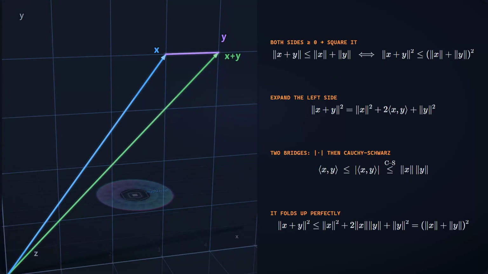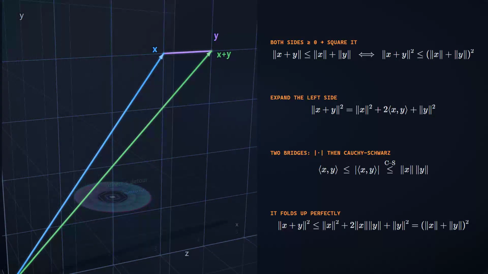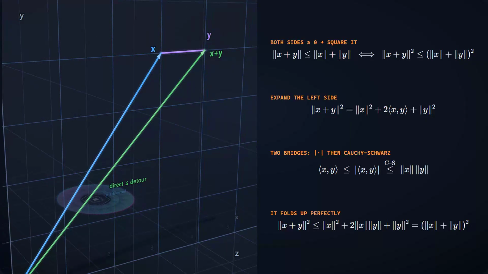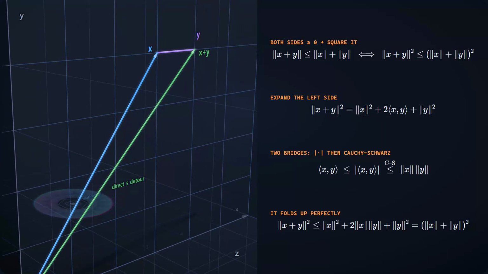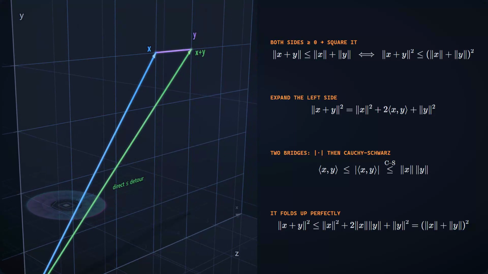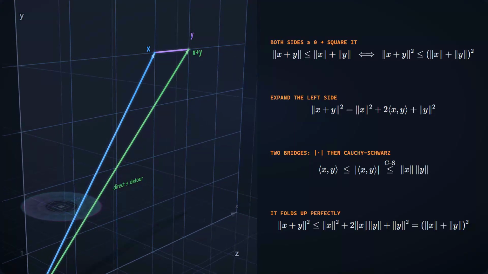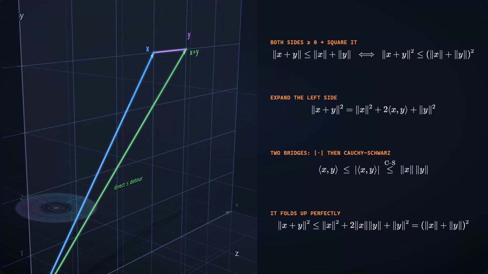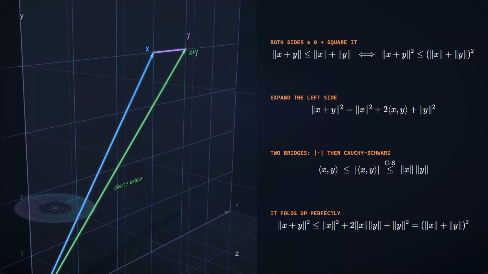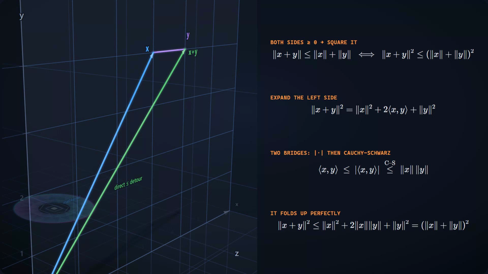Substitute, and the right side folds up into exactly norm of x plus norm of y, all squared. Take the root, and the shortcut wins. 4, 3, 4, and 1, 0. The direct length is about 5.7, comfortably under 6. So, to bound a length, square it, expand, and let Cauchy-Schwarz tame the one cross term. That recipe is the triangle inequality.